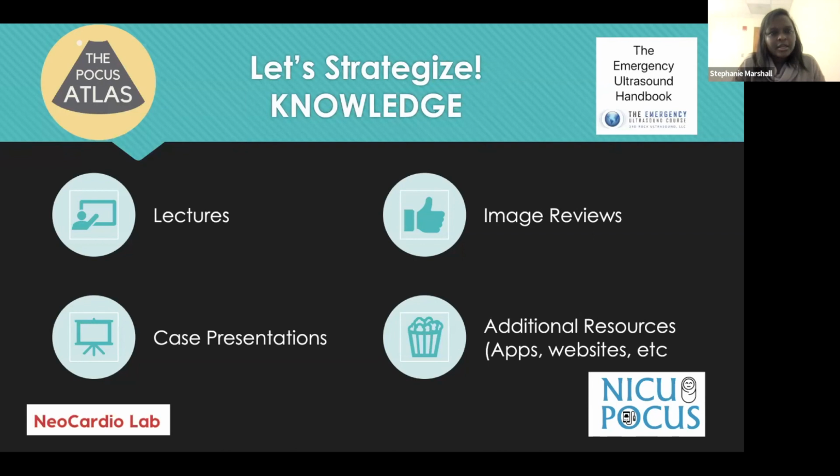Second, in looking at image reviews and case presentations, these have changed a couple of times already. In our first round, we did monthly review of images in person and virtually, during which the fellows talked through images and described how they were obtained, including which probe they used and where the probe was positioned on the body, and then they interpreted those images. And this helped a lot with image interpretation skills.